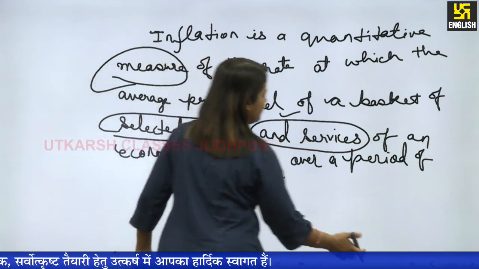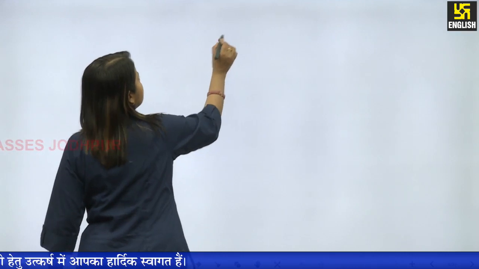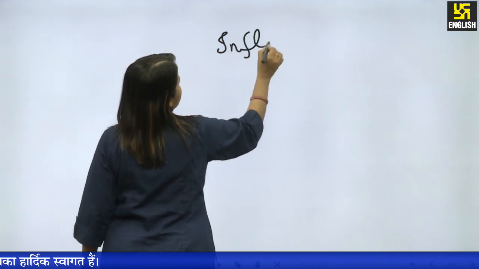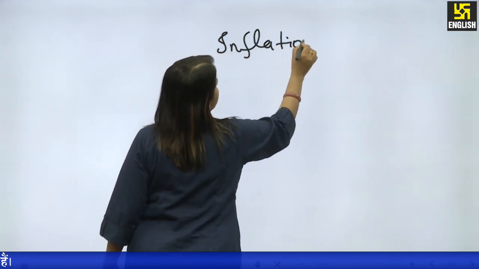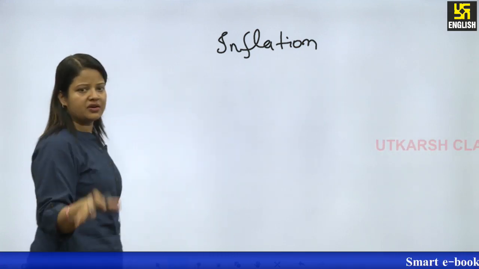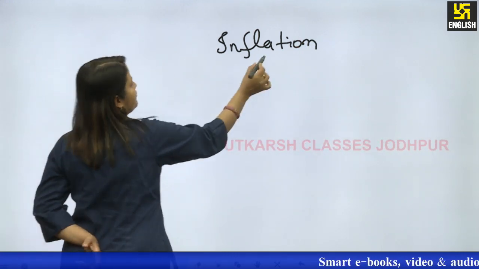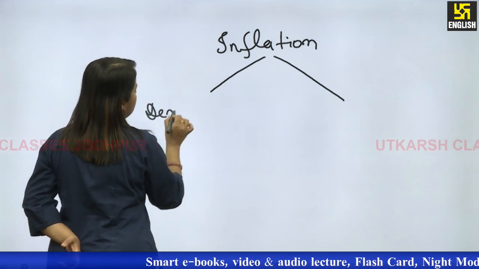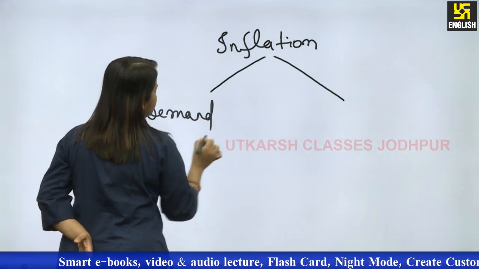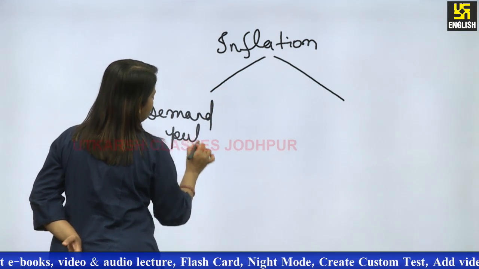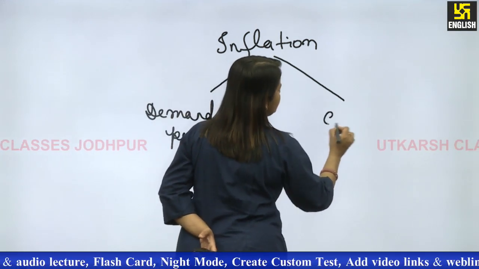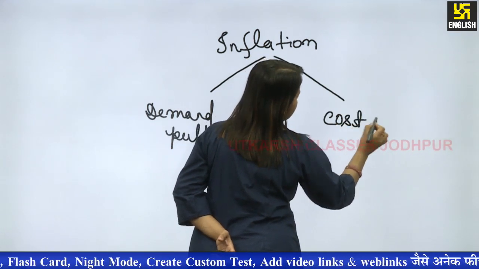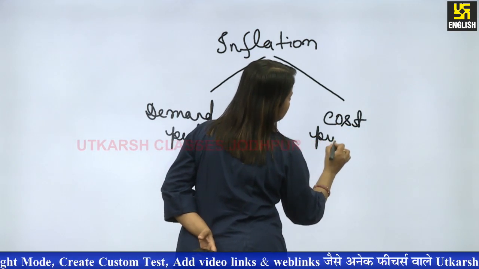And what are the types of inflation? There are two types of inflation. You must be aware of this. I will not go into the detail because I have to go into the detail of the Economic Survey today. One is demand pull inflation. And the second is cost push inflation.